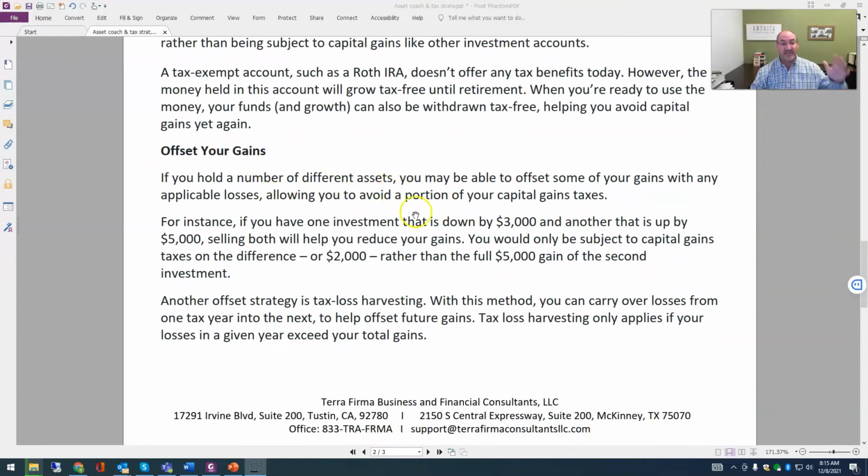So how do you offset? The next one is offset your gains. This is what we're talking about. This is what we do with our clients, is that we look at the whole picture, the entire assets, and we look at, hey, your business, we look at your real estate and other assets, we look at your cash value life insurance, we look at your retirement plans, we look at all your assets and say, okay, how and when is the best time to offset gains using tax planning? Okay, that's what we're talking about here. It's not talking about selling off assets.